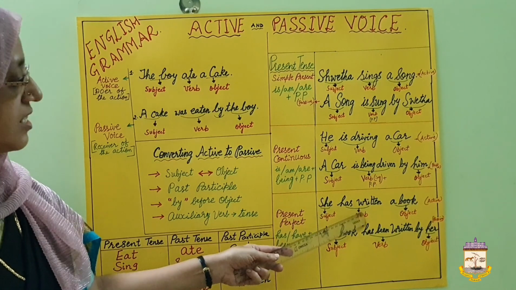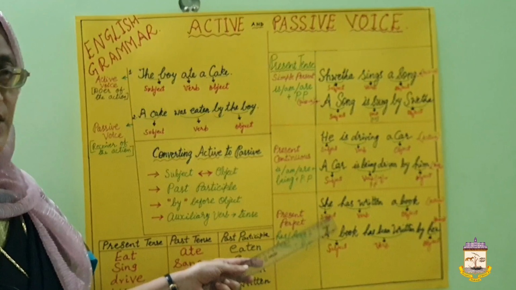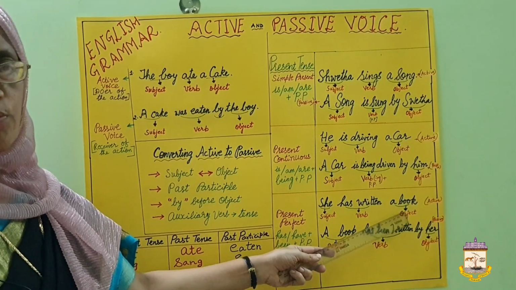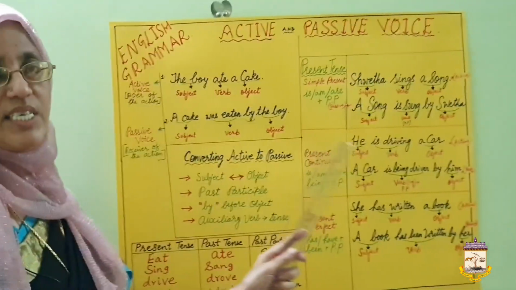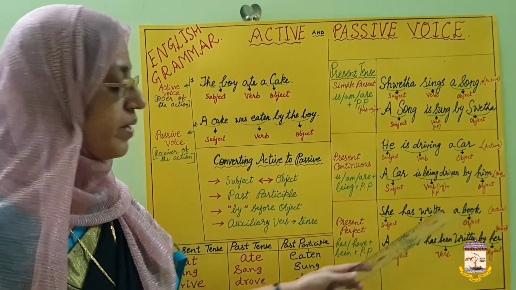She has written a book. So in this sentence, she is the subject, has written is the verb, a book is the object. What is the change you have to do? Subject and object will change places. So she will become the object and book will become the subject.